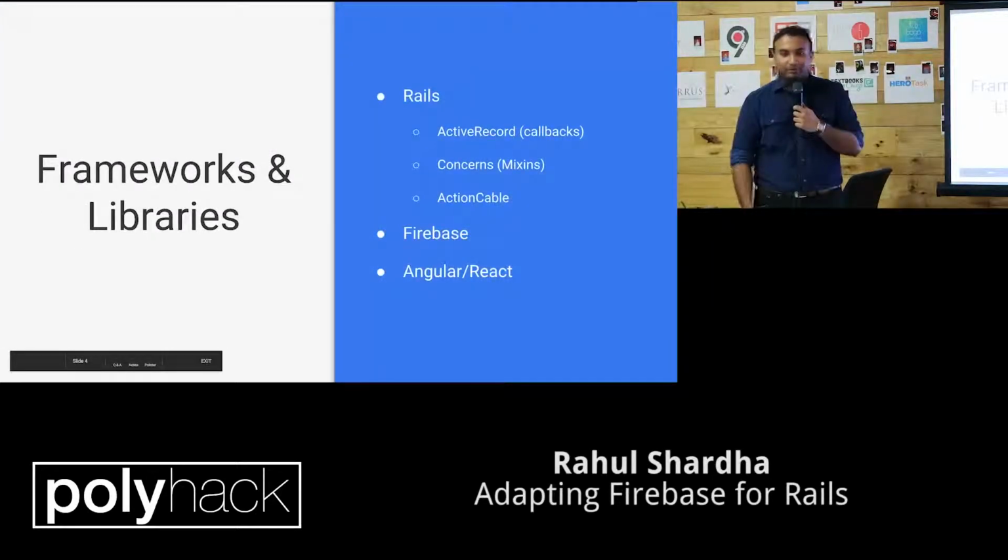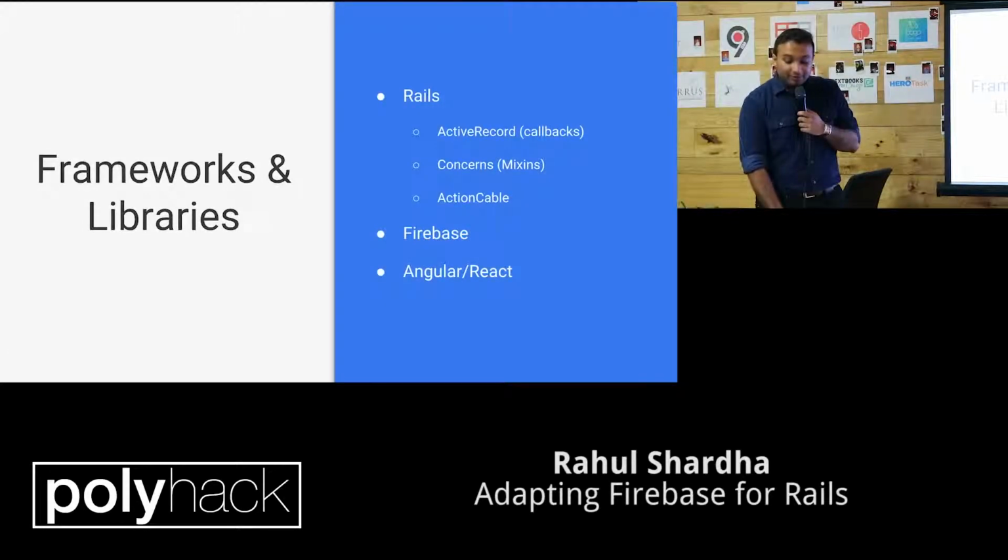The general frameworks or libraries that we use are, in Rails specifically, Active Record. Within Active Record, what we're using are callbacks. Callbacks are basically, well, we'll get to it in a second. Ruby concerns or mixins, which are basically class inheritance or extensions, and Action Cable, which was introduced in Rails 5.0, which is basically a framework for WebSockets. We use Firebase as an alternative to Action Cable, and we use Angular and React on the front end.